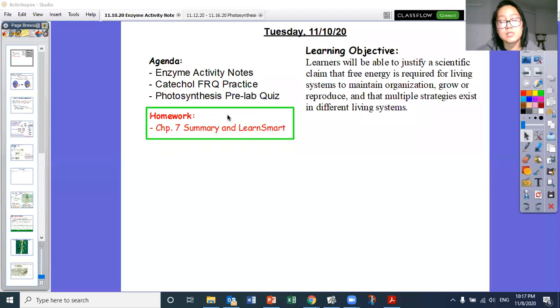As a keynote, since your chapter 6 summary and Learn Smart was due on Monday, I'm going to make your chapter 7 summary and Learn Smart due this coming Sunday. So you'll basically have a majority of the week to complete this.